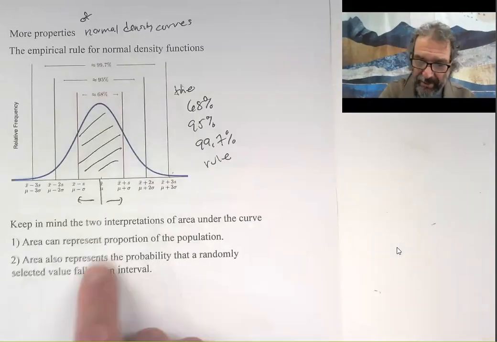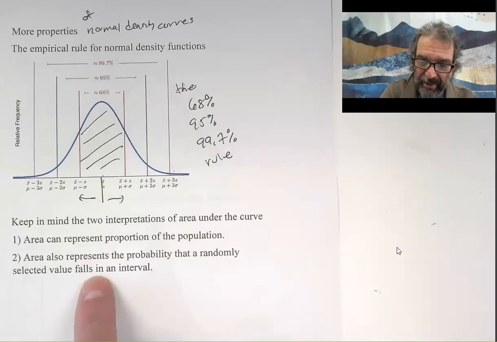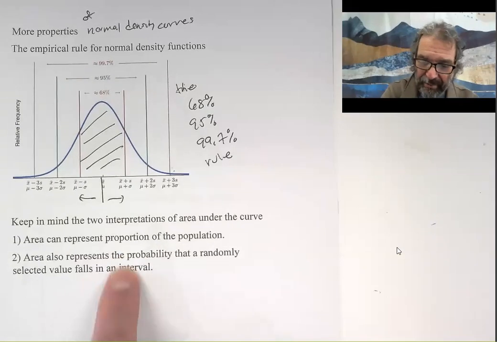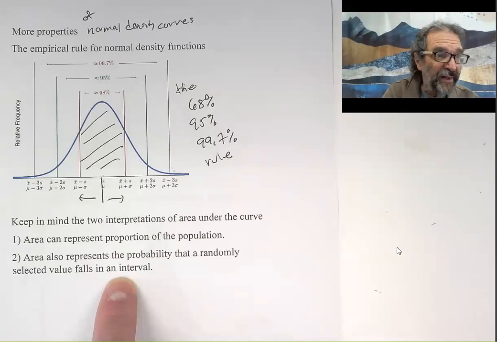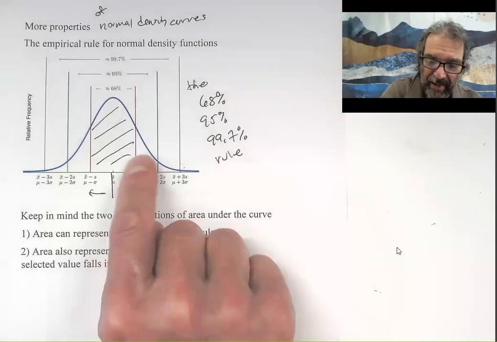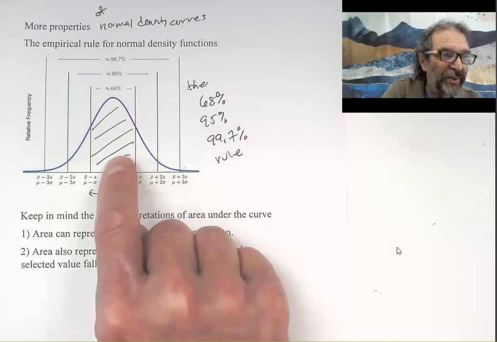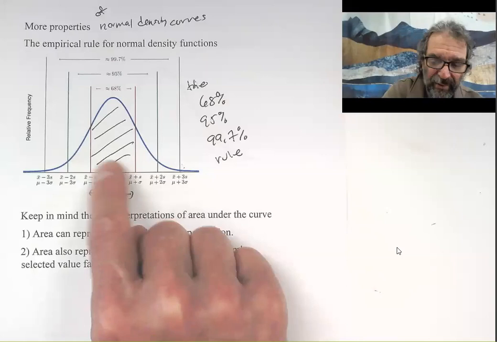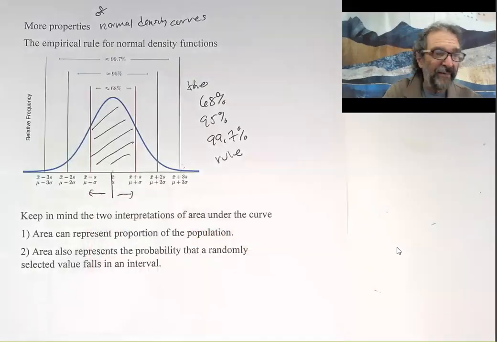Area can represent a proportion of the population. Area also represents the probability that a randomly selected value falls in the interval. So you're picking one individual out of the population. If 68% of the values fall here, you have a 0.68 chance of choosing a person in that range, or an individual, whatever type, within one standard deviation of the mean.